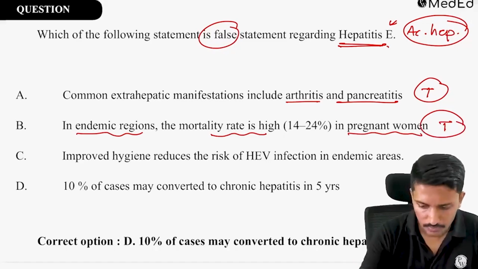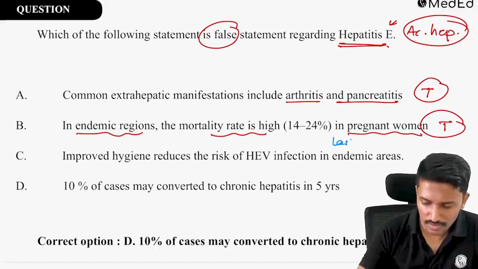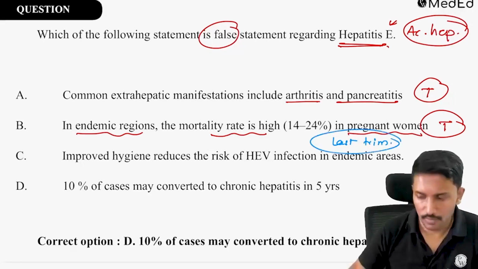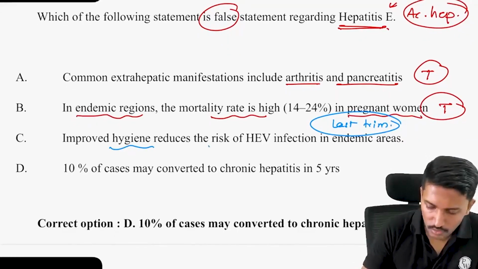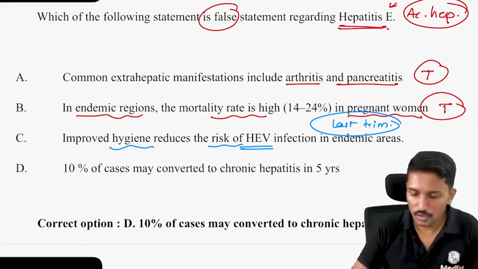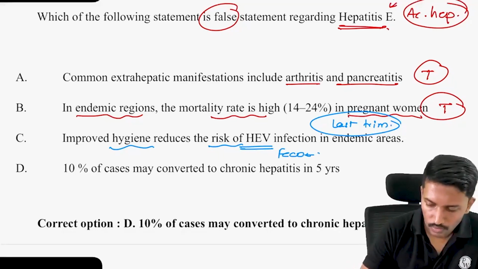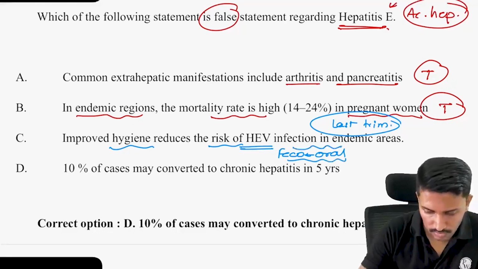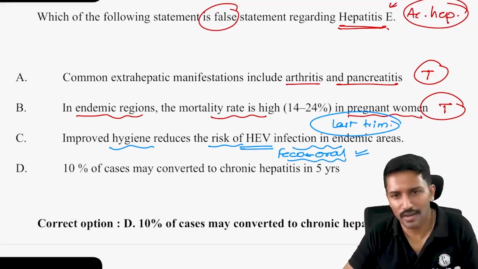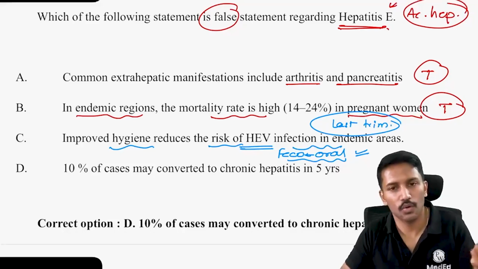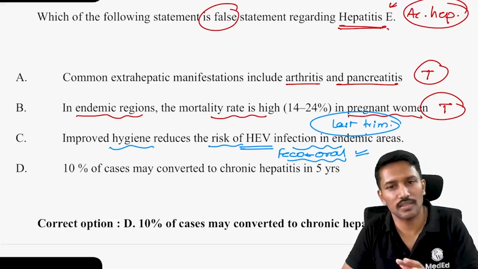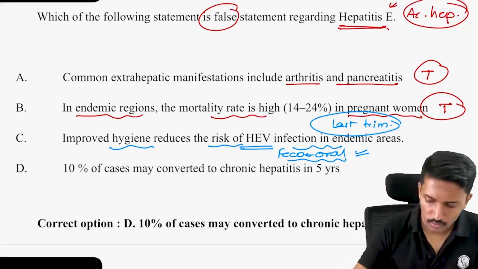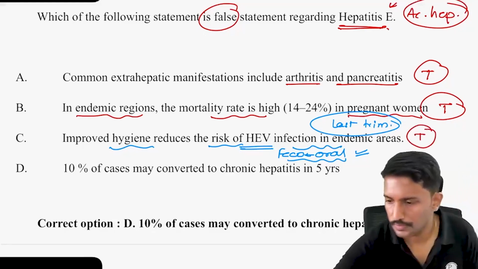Please remember that typically deaths happen in the last trimester. The last trimester is a very high risk time for the patient to have hepatitis E infection. Next, improved hygiene reduces the risk of hepatitis E virus infection because the route of spread is fecal-oral, not through blood or infected syringes. Any fecal-oral route infection depends on the hygiene status, right? In societies with low socioeconomic status or poor hygiene, hepatitis E can wreak havoc as an epidemic. So this is also a true statement.